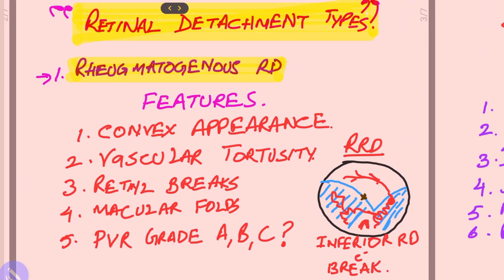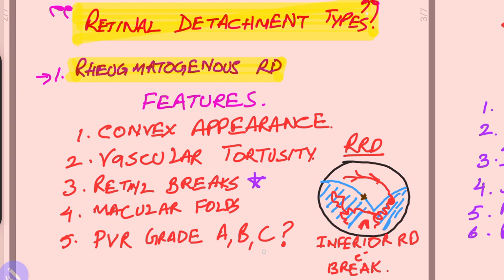Now one by one we see the retinal detachment types. The first is rhegmatogenous retinal detachment, which means a break must be present. Its features are a convex appearance of the elevated retina, vascular tortuosity, and retinal breaks. These are the compulsory features. Also macular folds and PVR. PVR stands for proliferative vitreoretinopathy. That is very important in predicting the prognosis of retinal detachment surgery.